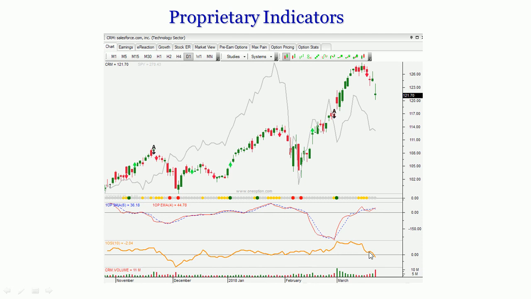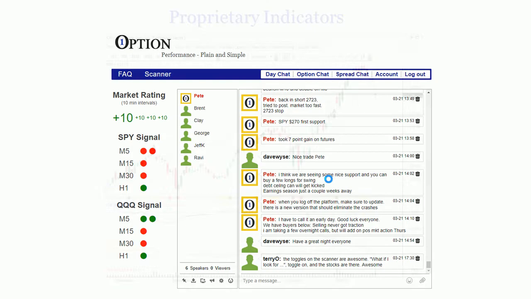This is a relative strength indicator. When it's above 0, it's strong relative to the SPY. When it's below 0, it's weak relative to the SPY. Also critical in our research. So all of the proprietary indicators are available on the charts. Toggle on, toggle off.